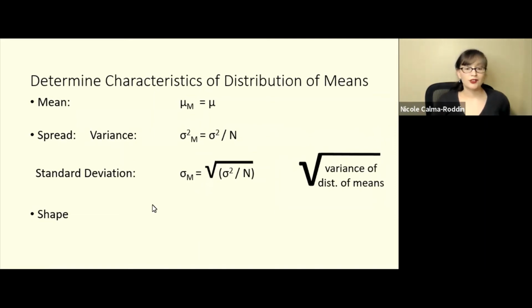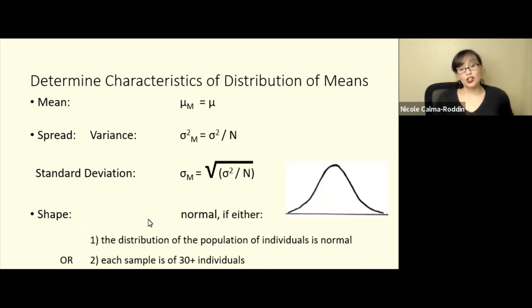To get our standard deviation, we have the same thing. We know that standard deviation is always going to be the square root of our variance. And so we're just going to take that sigma squared variance divided by n, the number of people in our sample, and we're going to get the square root of that.